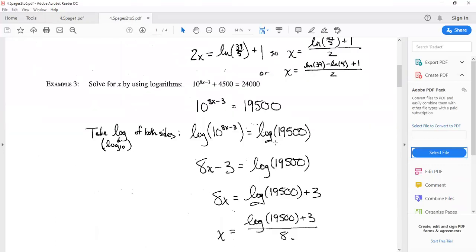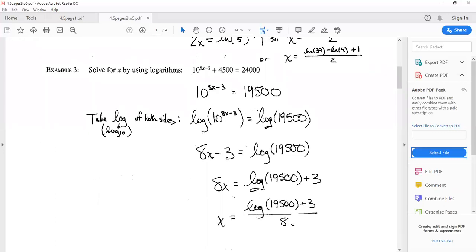OK, let's see one more of these. So we'll have 10 to the 8x minus 3 plus 4,500 equals 24,000. So again, the first thing I'd like to do is isolate the exponential function. So that is, in this case, 10 to the 8x minus 3. So I will subtract 4,500 from both sides, and I'll be left with 10 to the 8x minus 3 equals 19,500. So now I will take log base 10 of both sides, because I see here log base 10 on this side.